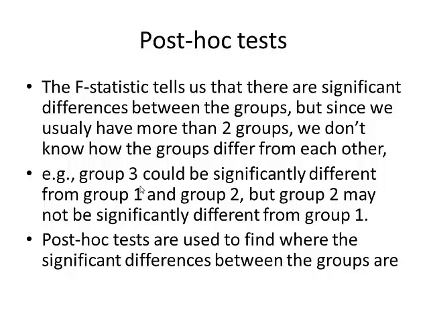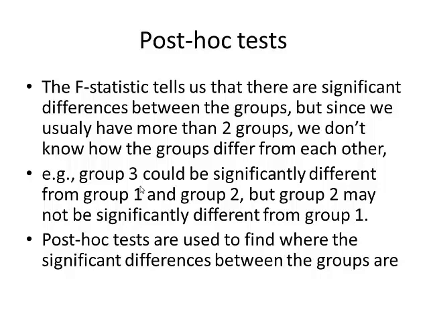So we would use a computer, and we will look at how to do that soon in this course to calculate the F statistic. And if the F statistic is significant, then that tells us that there are significant differences between the groups we're looking at. But since we have 3 groups in our example, it doesn't tell us how the groups differ from each other. So for example, Group 3 could be significantly different from Group 1 and Group 2, but Group 2 and Group 1 may not be significantly different from each other.